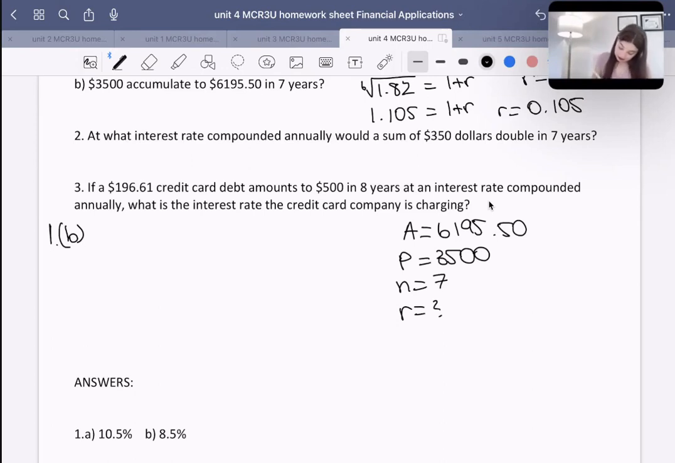So let's try that. A, 6,195.50 equals 3,500 times 1 plus R to the power of 7. So let's put that in our calculator.